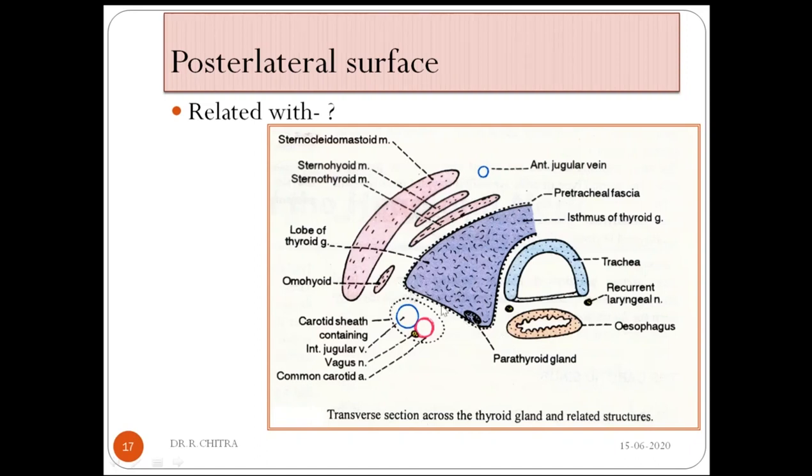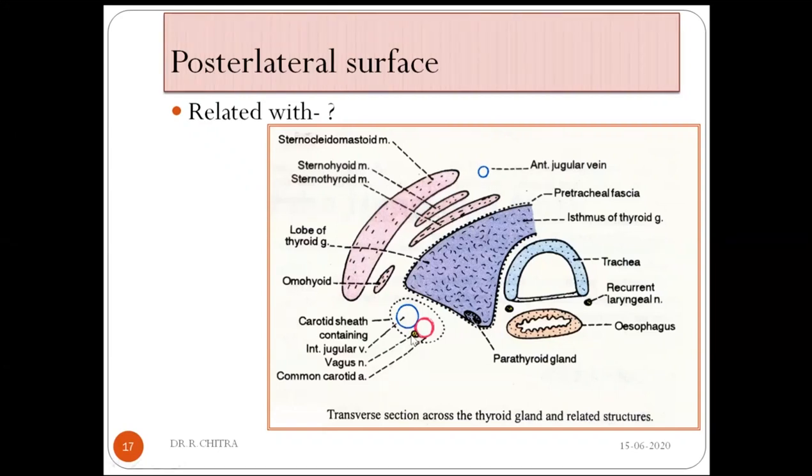This is the posterolateral surface related to the carotid sheath and its contents. I think you should have learned this carotid sheath in the class. Deep cervical fascia, it is again an important short note for you. How it is formed, what are the contents, and what are the relations of the contents. So contents of this carotid sheath are the internal jugular vein, common carotid artery, and the vagus nerve.